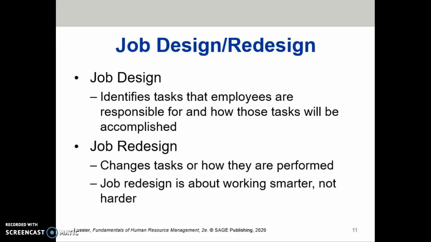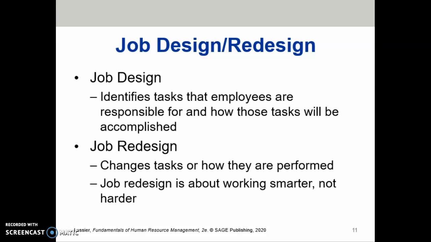Now, tasks are usually grouped by the organization into functional departments, and then tasks are further grouped into jobs for each employee, providing structure and processes. And job design is the process that identifies the tasks that employees are responsible for and how those tasks will be accomplished. The job design is crucial because how you make up the job affects job satisfaction and productivity.